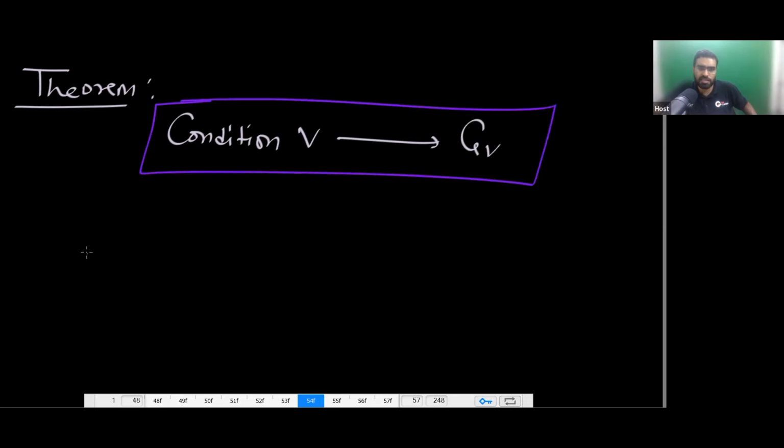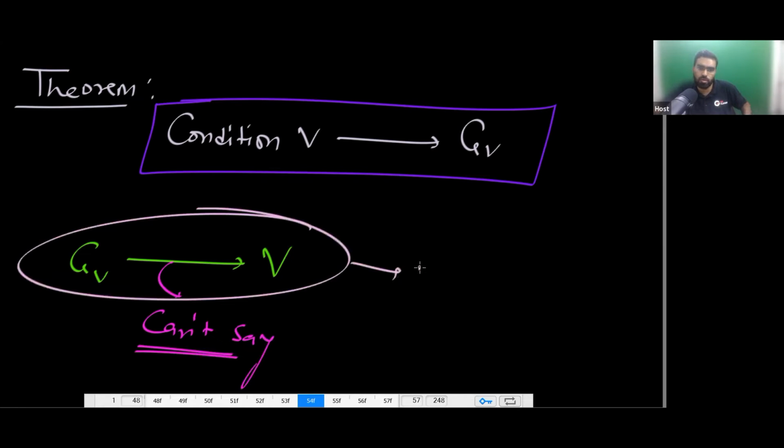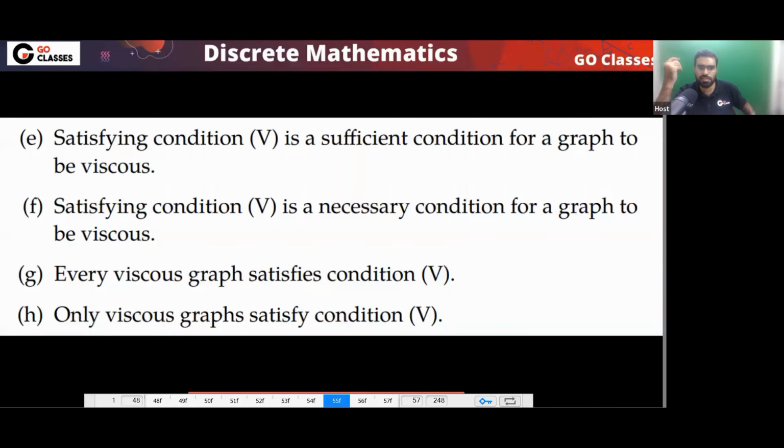Please understand that if the graph is viscous, then it will satisfy condition V, we cannot say. We don't know. It may or may not be true, so we can't determine this. Yes, if it is by implication, then you can say that this will imply this will imply this. So is this question done?